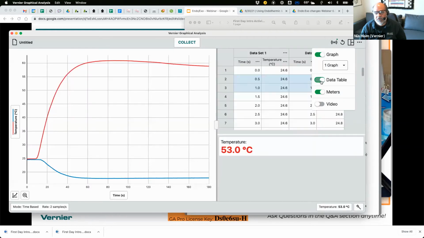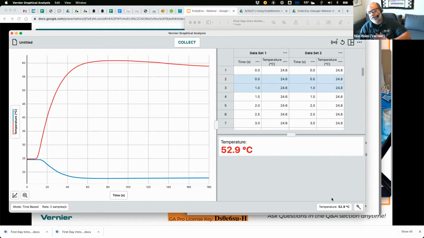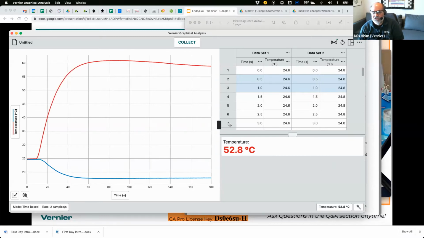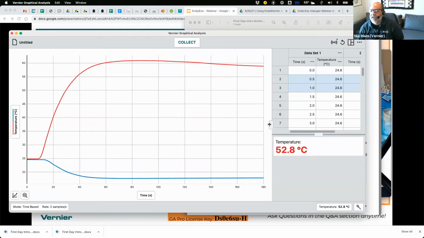Now there's one other thing that is working now that didn't work before on this button that says video. But before I get to that, does anyone else have any comments, questions, concerns about this first day activity?